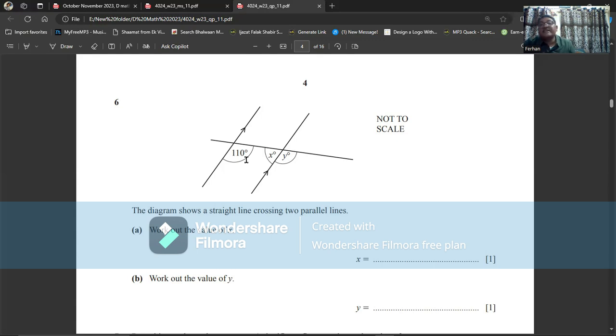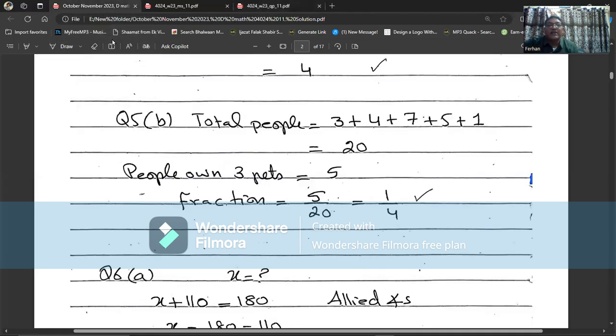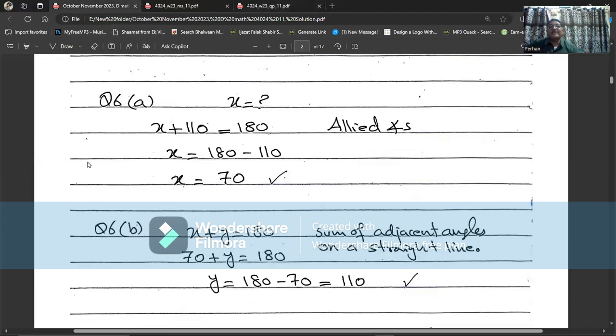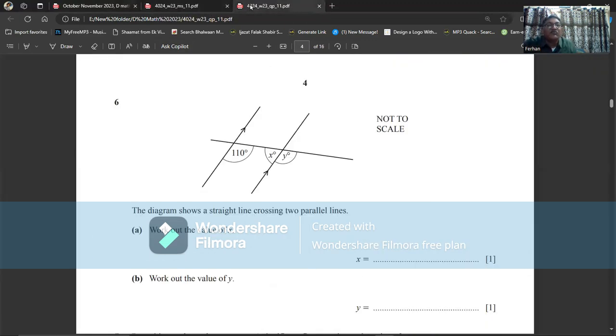These 2 angles are inside the parallel lines and they are on the same side of the transversal. So these are allied angles to each other. And you remember the allied angles are supplementary. It means that when you add them, their sum is equal to 180. So x plus 110 equals 180. So x equals 180 minus 110, and that is 70. x equals 70. So our answer is right.